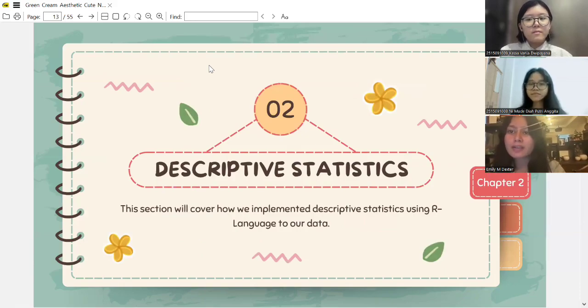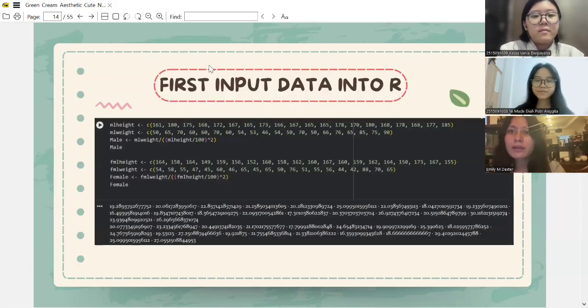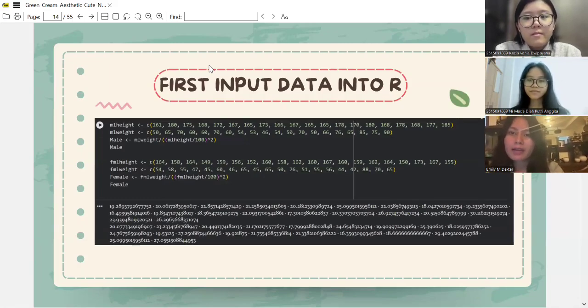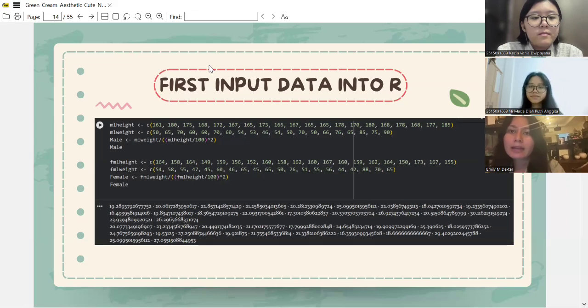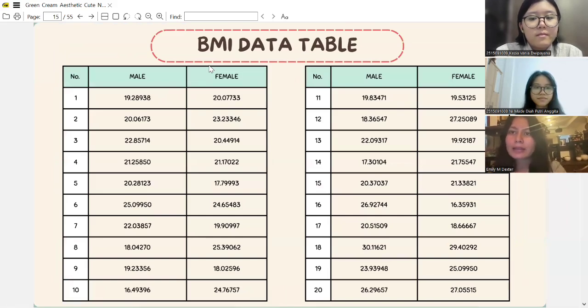Now onto the next section, section 2, descriptive statistics. The first step was to input the data into R. As you can see, first we inputted the male's height, and I inputted them individually. Next is the male's weight. And then after that, under the variable male, we put in the BMI formula, which is the weight divided by height squared. And then we did the same for females. And then that resulted in the BMI data table on this slide. As you can see, all the respondents' BMI are presented in front of us.